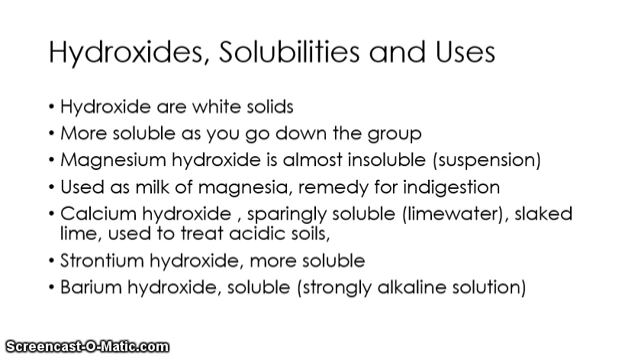Now, calcium hydroxide is also known as slaked lime, and we use slaked lime to treat acidic soils. So when farmers are growing crops, certain crops need certain pHs to grow properly, and calcium hydroxide or slaked lime is something we can use to get the pH right. So if it's acidic and we need it not to be acidic, we can add slaked lime, and that will make it more neutral so that the plants can grow better. So then we've got strontium hydroxide, which is more soluble again, and barium hydroxide, which is soluble to give a strongly alkaline solution.